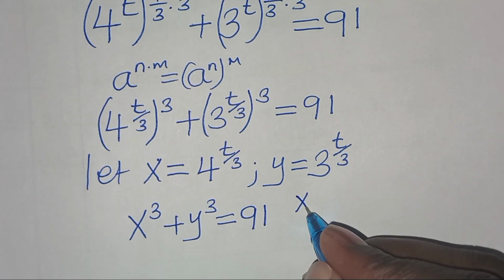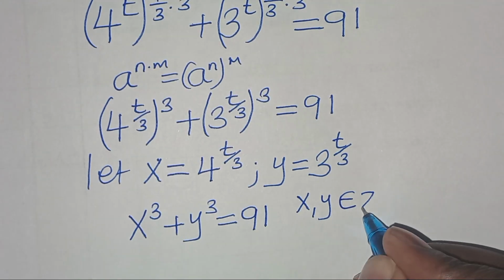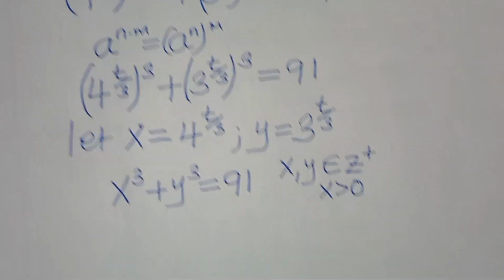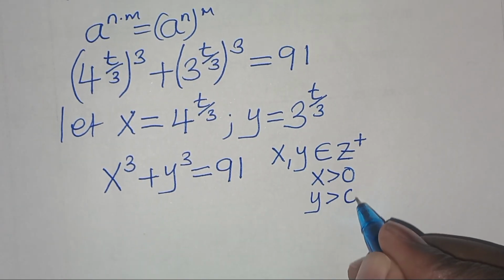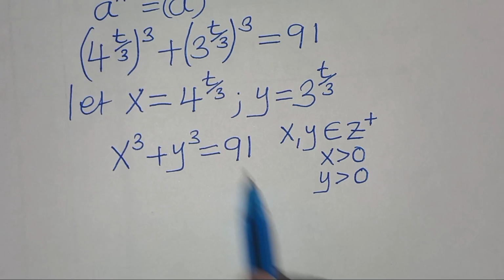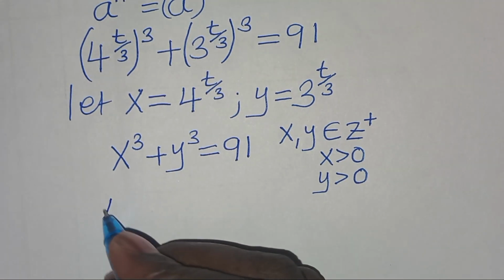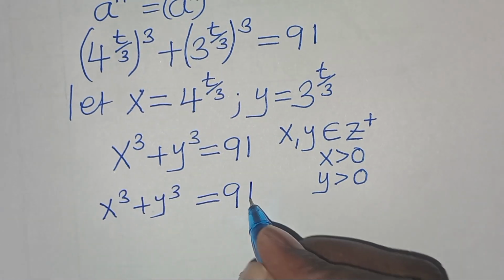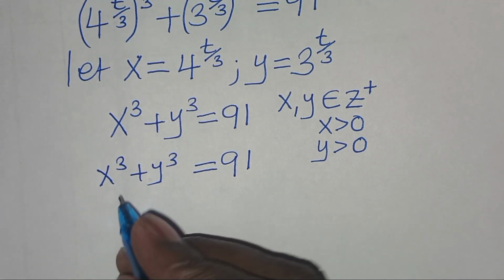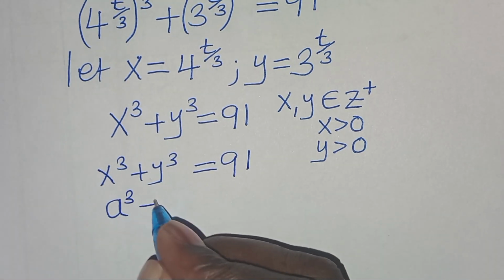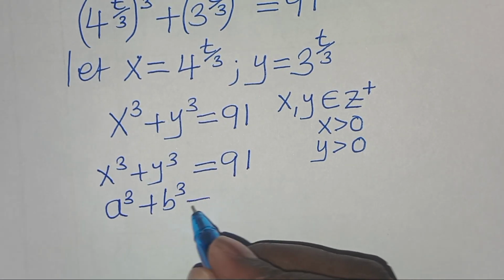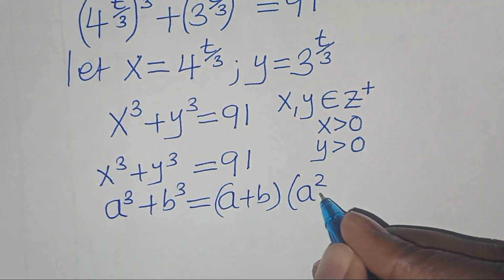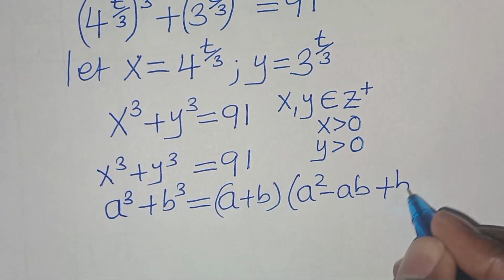And given that x, y are members of positive integers, and that x is greater than 0, and y is also greater than 0. So this implies that we have x to power 3 plus y to power 3, which is equal to 91. This is actually the sum of two cubes expressed as a to power 3 plus b to power 3, which we can express as a plus b, a squared, subtract a times b plus b squared.